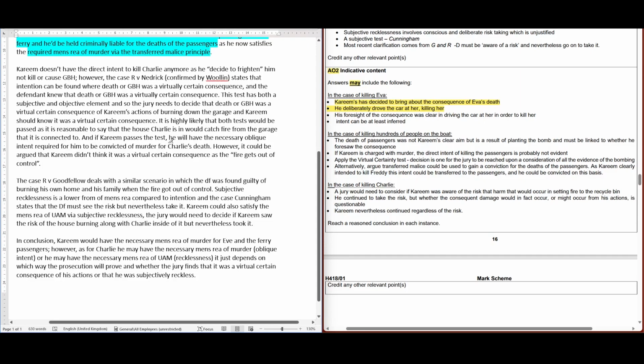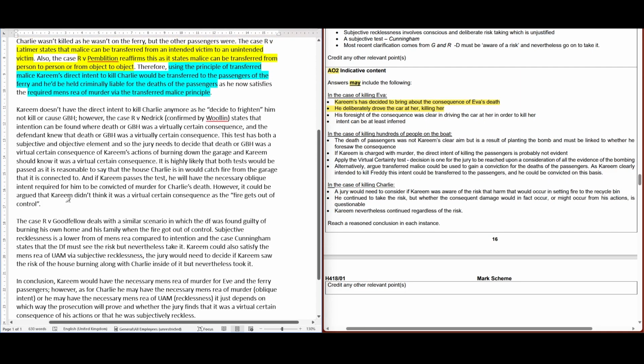And if Kareem passes the test, he will have the necessary oblique intent required for him to be convicted of murder for Charlie's death. However, it could be argued that Kareem didn't think it was a virtual certain consequence, as the fire gets out of control. So this bit at the end, this is an example of a counter argument, and that would get you into the level 4 band. It would get you extra marks for the AO2, and it's showing the examiner that you can really explain and argue your point.